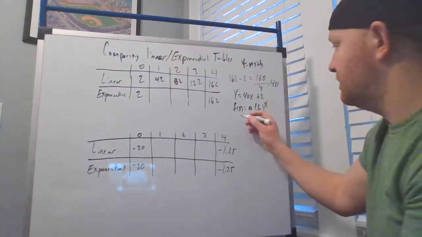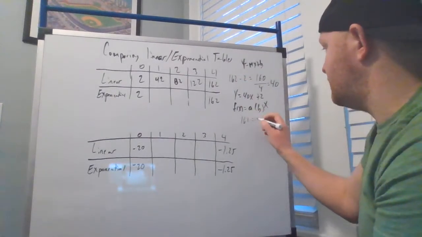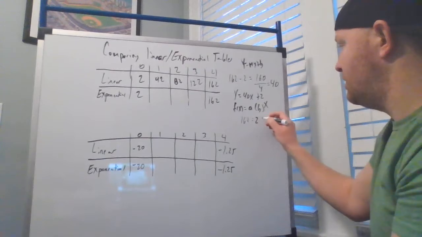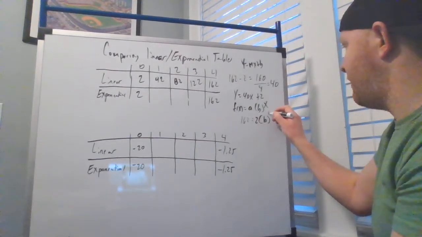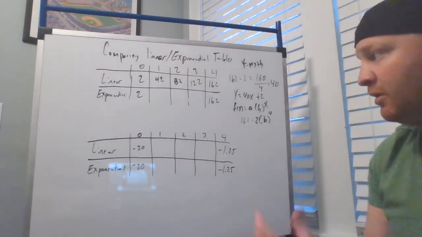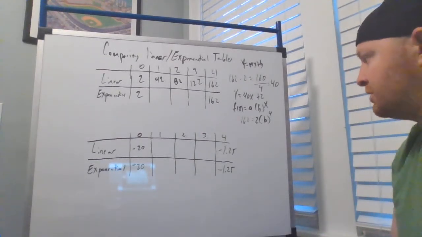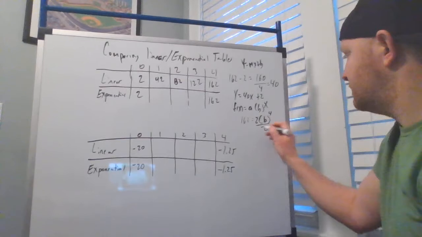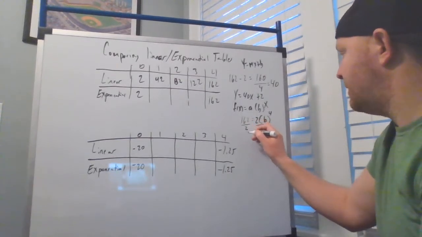Watch how I do this. So I just do 162 equals 2 times b to the power of 4. I rewrote my entire equation with what I know. I urge you guys to always do this. This is a good little strategy. Now let's solve for this. Divide by 2, divide by 2.